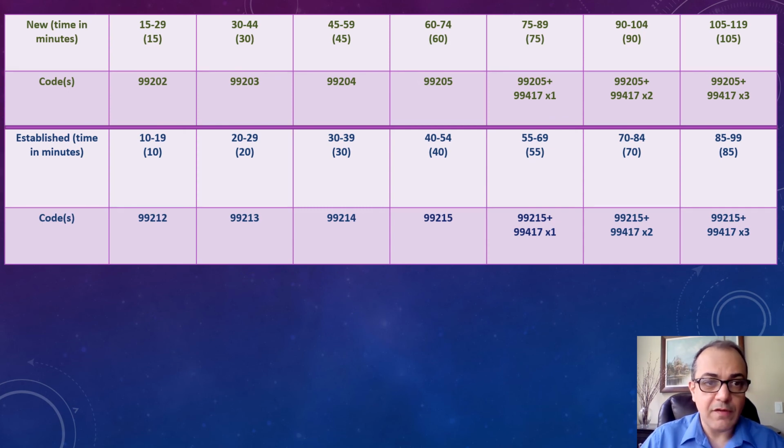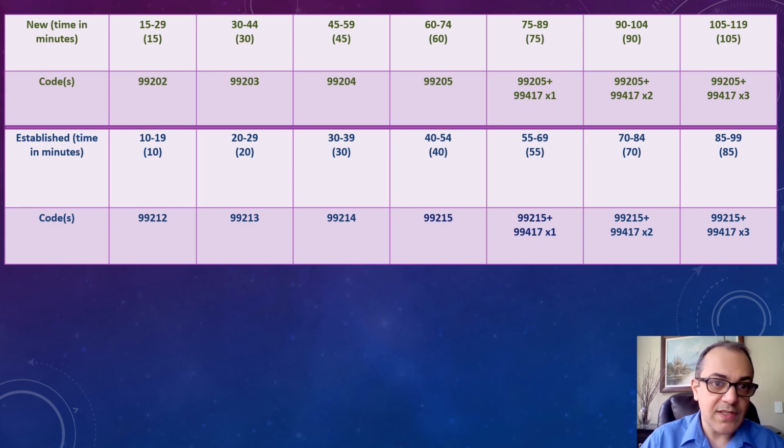So after the visit, as we have learned, now Jennifer can look back and say, okay, how much time did this take me start to finish? And obviously it wasn't much time. So let's say it took 15-20 minutes. Well, that would put her in the category of 99202, which you can see in the upper part of the screen, a new patient level 2 code.